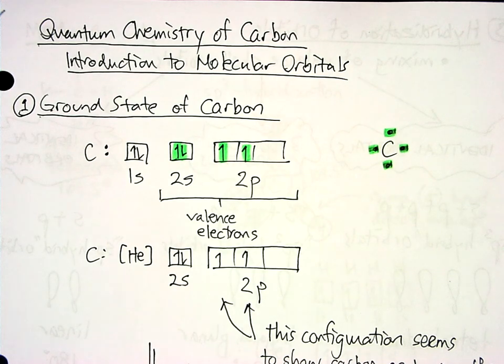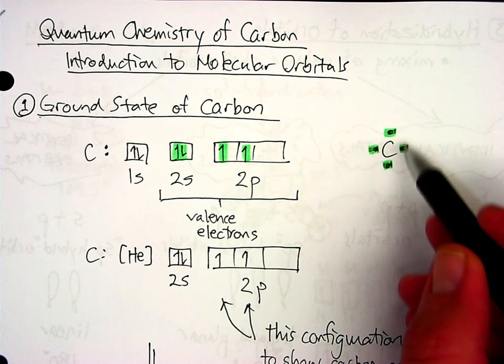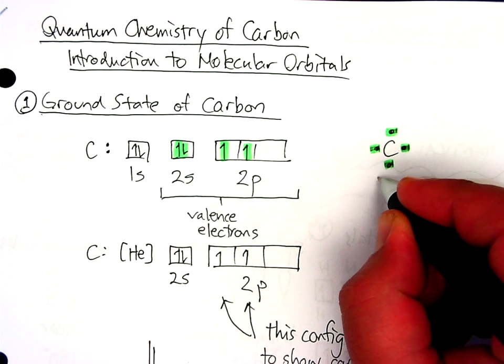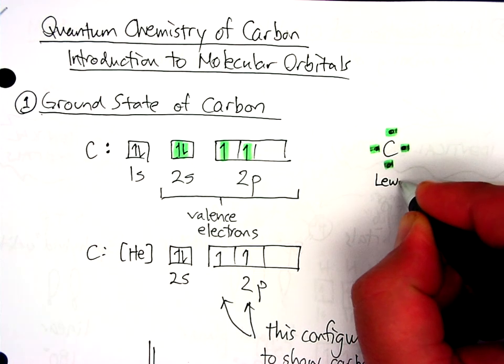In this video lesson, we're going to delve into the quantum chemistry of carbon by looking at the changes in how the electrons are arranged around carbon in order to produce molecular orbitals. Okay, so the first starting point is the ground state of carbon. We know that carbon has 4 valence electrons. This is one representation that we've looked at in the past, the Lewis structure for carbon.